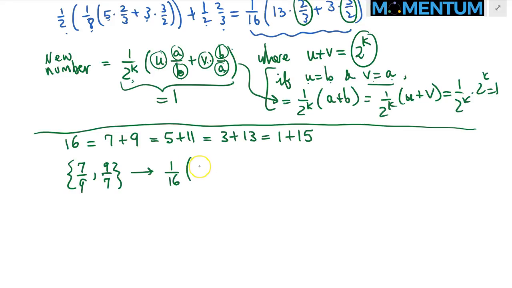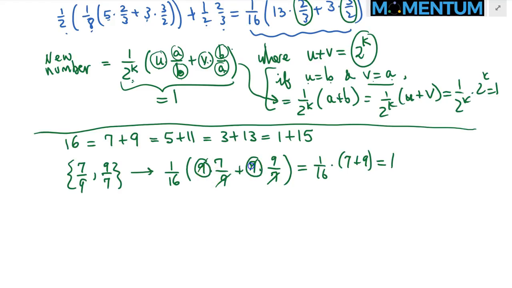What I really want is to multiply 7 over 9 by a 9, and 9 over 7 by a 7, so that those will cancel, and we would get 1 over 16 times 7 plus 9, and that will give me a 1. So how in the world am I going to get these numbers, the 9 and the 7? I can easily show that it's possible for any odd case, because if m over n, with m plus n a power of 2 and m and n relatively prime, they have to be both odd, right?